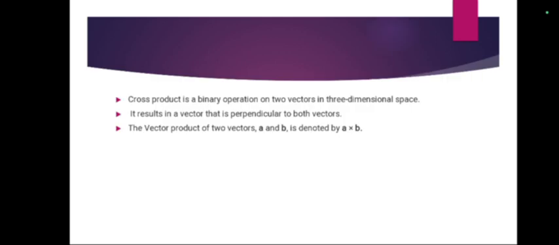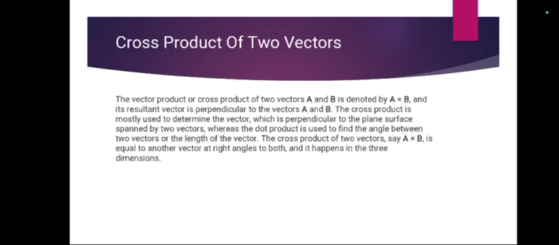Cross product is a binary operation on two vectors in three-dimensional space. It results in a vector that is perpendicular to both the vectors. The vector product of two vectors A and B is denoted by A cross B. Cross product of two vectors.